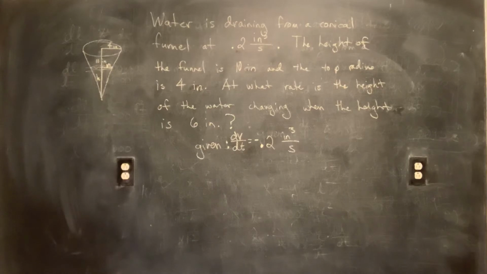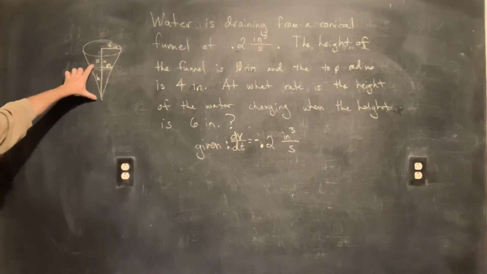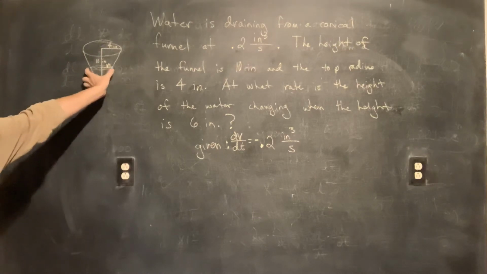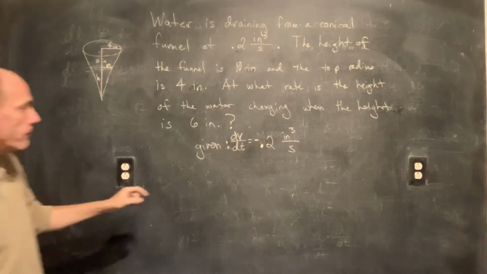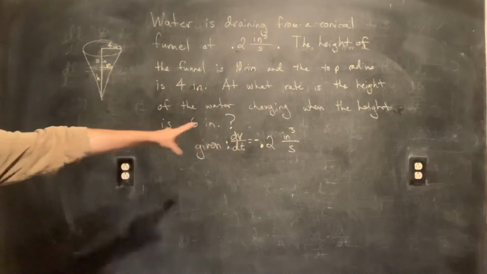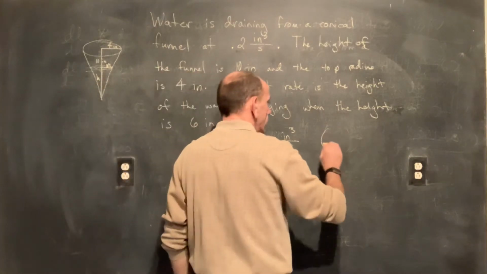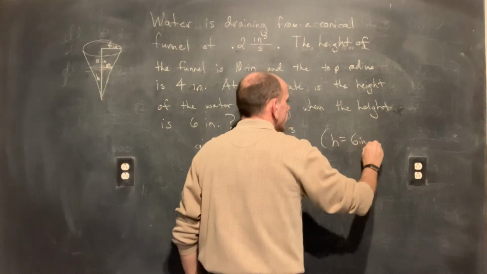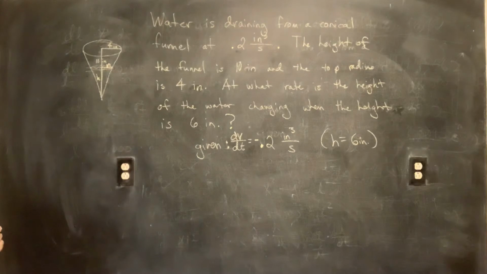And it's draining out this water, so the height must be changing as the volume is decreasing, but so also must the radius be changing, right? The radius has got to be decreasing as well. But we're given also that the height is 6 inches. They're asking us at that particular place. So let's hang on to that, the height is 6 inches. We may need that later.